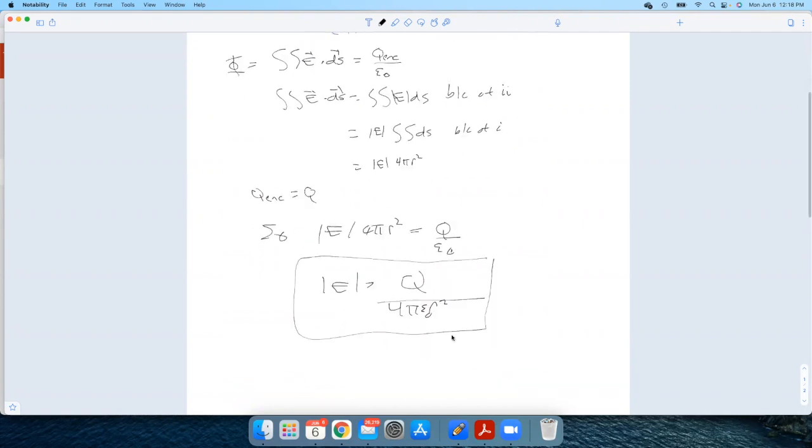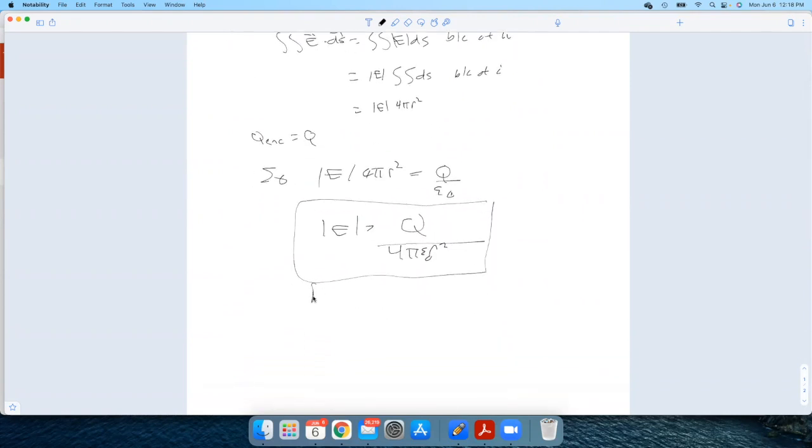That's the magnitude. I already know the direction. I know it points radially outward. I figured that out just by looking at my symmetry. Wait a minute, that kind of looks familiar. You may recall k is just 1 over 4 pi epsilon naught. So that formula really says kQ over r squared. That's Coulomb's law.